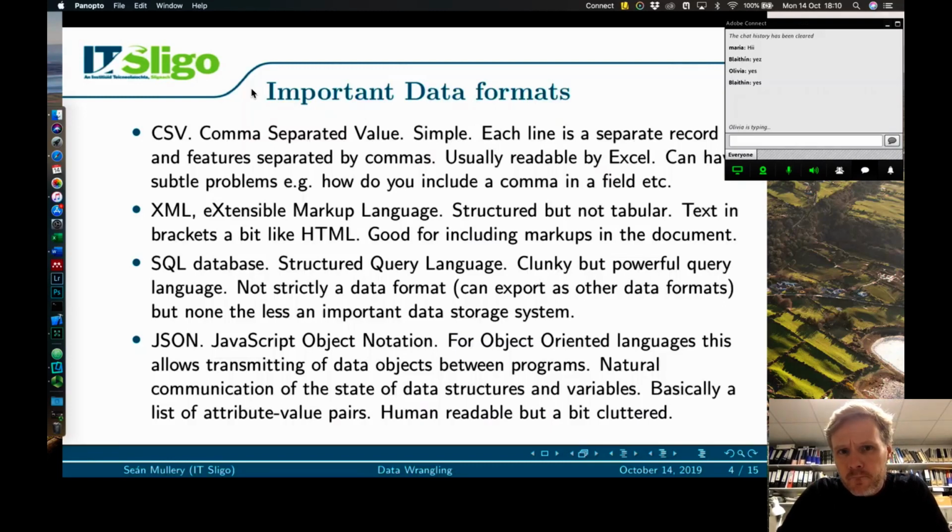Some important data formats then is the next.